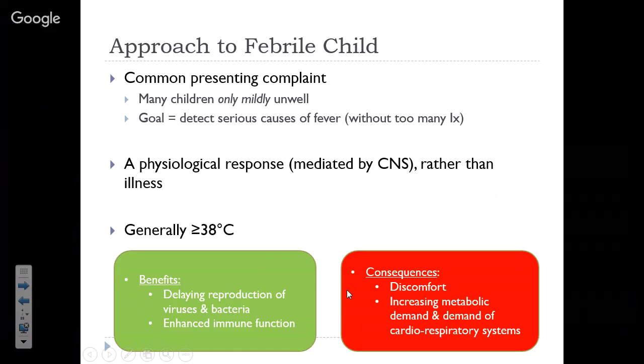A febrile child is a very common presenting complaint to many GPs, emergency departments and hospitals. Most children are usually only mildly unwell, and your goal is to detect serious causes of the fever without subjecting the kids to too many investigations. Remember that a fever is a physiological response mediated by the CNS rather than an illness in itself. The physiological benefits of a fever include delaying the reproduction and growth of bacteria and viruses, and also enhancing immune function. But consequently, you also get discomfort for the child, as well as increased demands on the metabolic system and a whole bunch of other stuff.